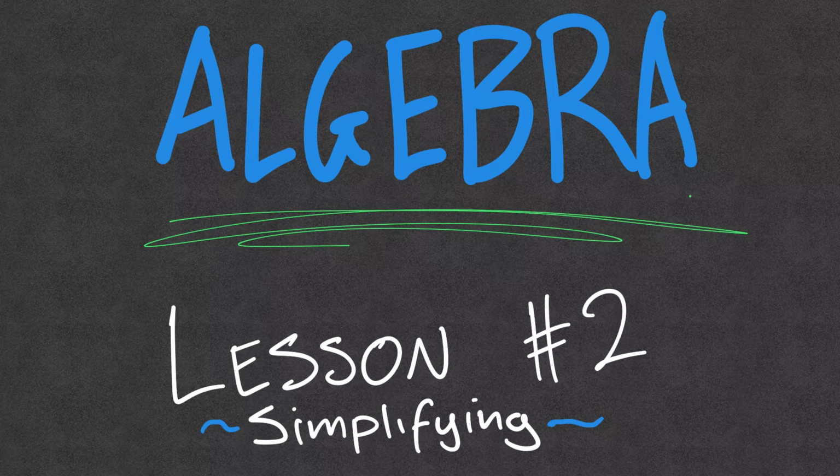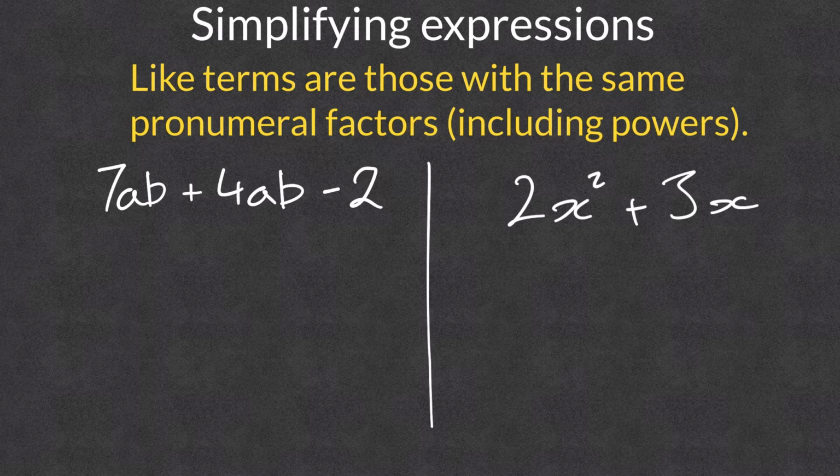Alright, welcome to Algebra lesson number 2, simplifying. So often we're given expressions with a lot of terms, and a lot of the time we can actually simplify those. We can simplify those by finding like terms, and they are those with the same pronumeral factors, and that includes the powers as well.